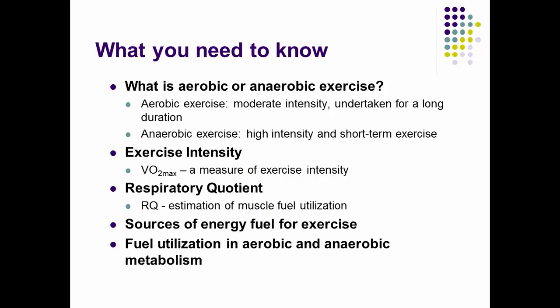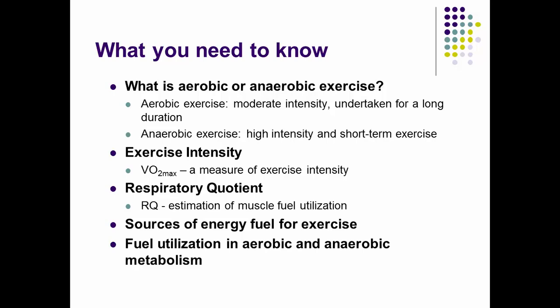So in this session, what you guys need to know, we're going to introduce several concepts. First of all, what is aerobic or anaerobic exercise? Aerobic exercise basically is a type of exercise that has a moderate intensity and is undertaken for a long duration. For example, a marathon is usually considered aerobic exercise. Anaerobic exercise is high intensity and short-term exercise. For example, a 100-meter sprint takes just 10 seconds. So this type of short-term exercise is usually anaerobic, right?